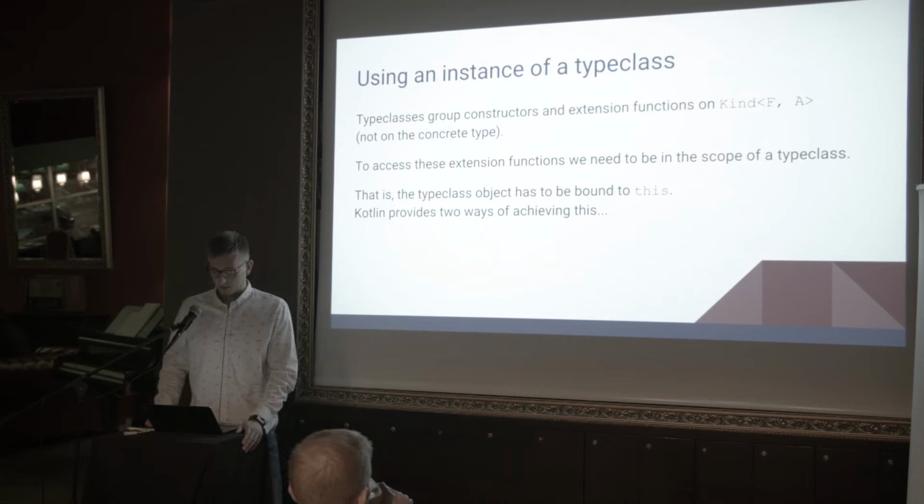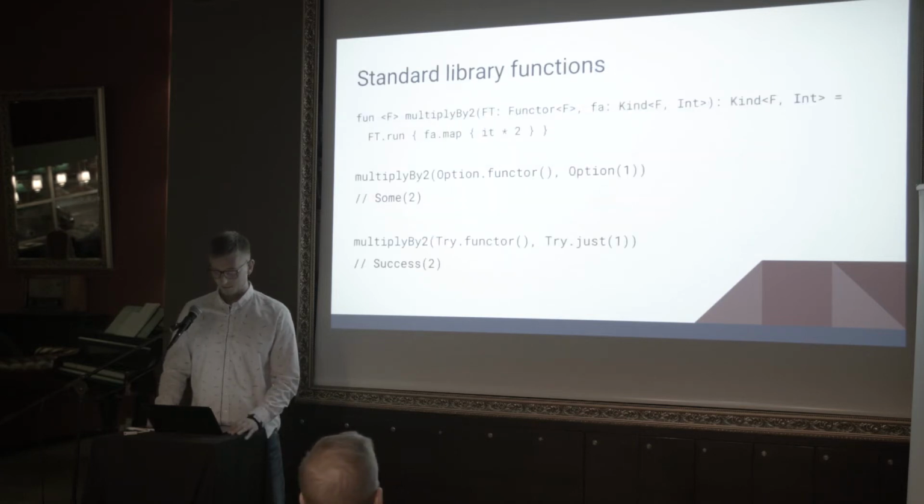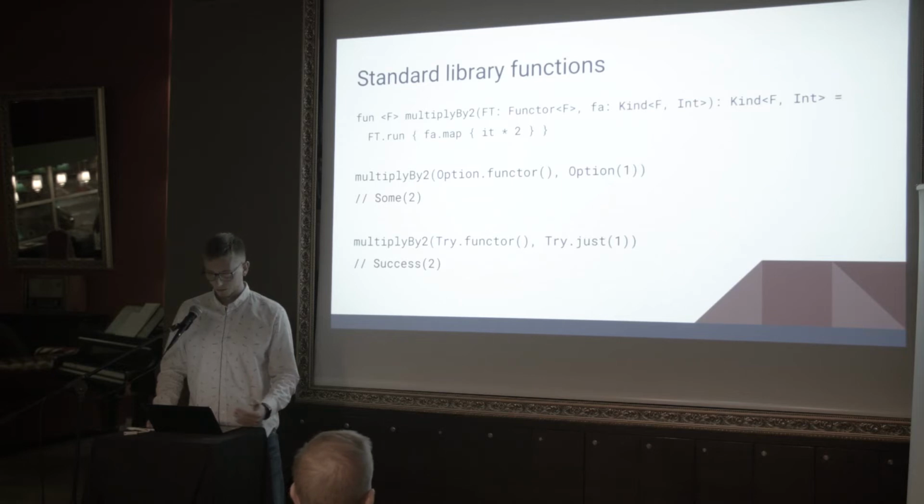How to use an instance of the type class? Type classes group constructors and extension functions on Kind of F and A, not a concrete type which we implement. And to access these extension functions, we need to be in the scope of a type class. That is, the type class object has to be bound to this. And Kotlin provides two ways of achieving this. The first option is standard library functions, run and with. They differ between themselves in that run returns a value and with doesn't return a value.